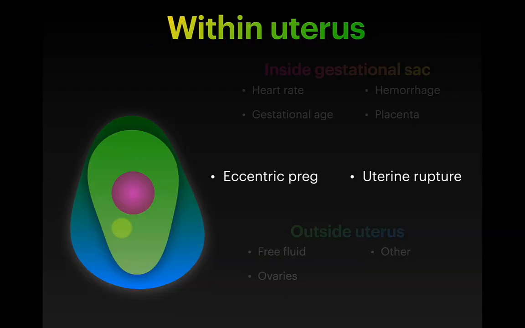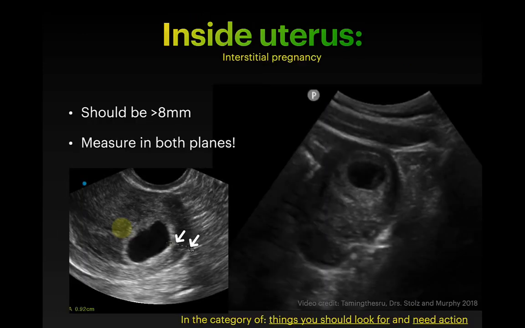All right, so moving on to within the actual uterus outside of the gestational sac, we'll talk about eccentric pregnancies, which Jessica already covered beautifully, so I'm going to go over very quickly, and then uterine rupture. So these are another 2 cases of interstitial pregnancy. She talked about that it should be 8 millimeters between the gestational sac and the myometrial, the edge of the uterus. You want to measure it in both planes to make sure that you're actually getting the thinnest area.